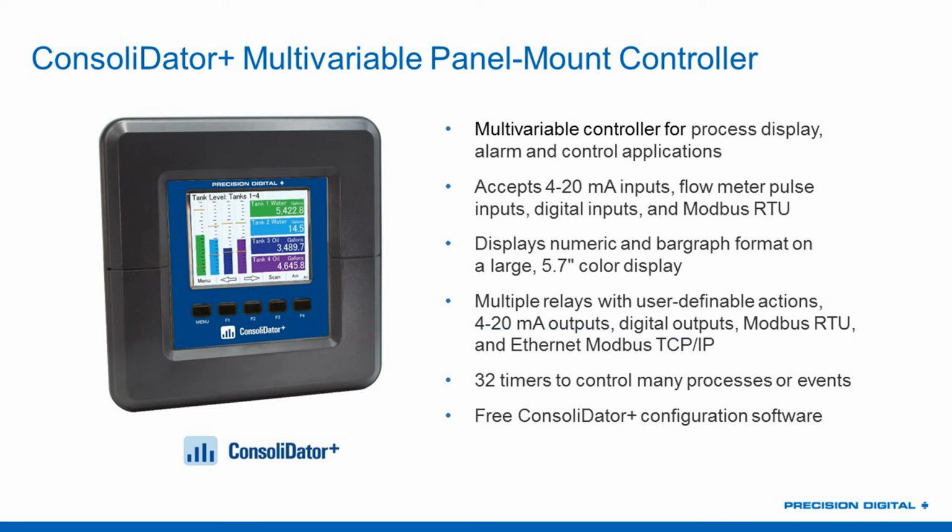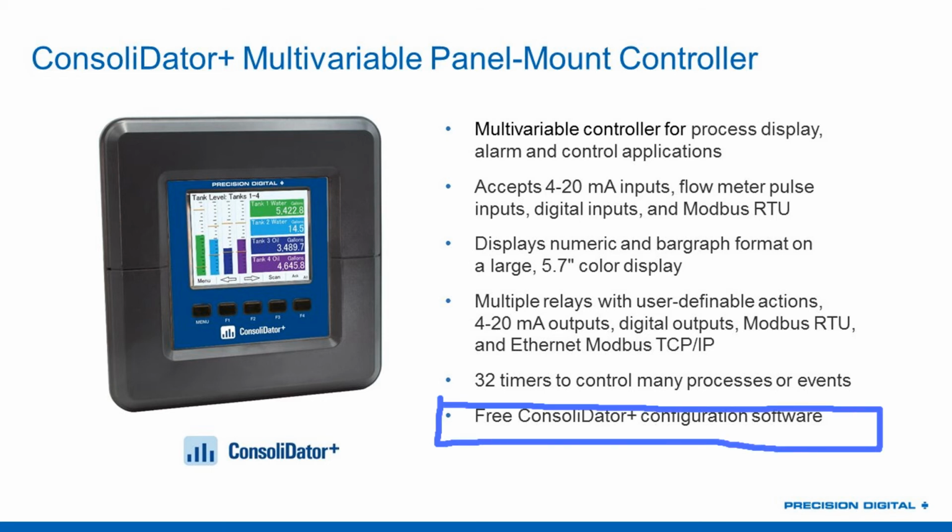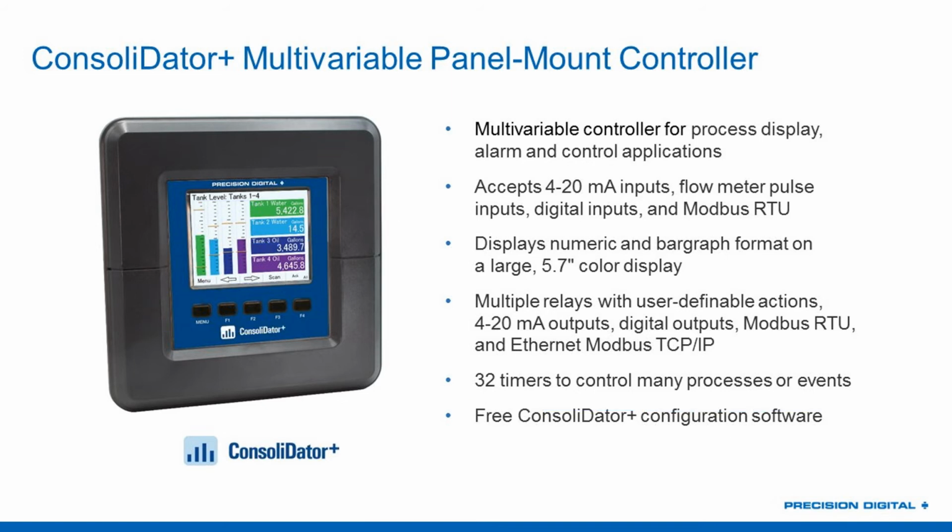We've got 32 timers in there that control all kinds of processes and events, and probably most importantly here, free Consolidator Plus configuration software. So though you can program this with the front panel push buttons, you don't have to, and I would actually encourage you not to. I find the software to be the easiest way to program this, and it's exceptionally helpful when you're trying to name things like your screens, where you say tank level, tanks 1 through 4. That's a lot easier to type than it is to program with these 5 rubberized push buttons on the front. So it lets you give every channel a name, units a name, screen a name, and that's just easier to do when you're using the software.